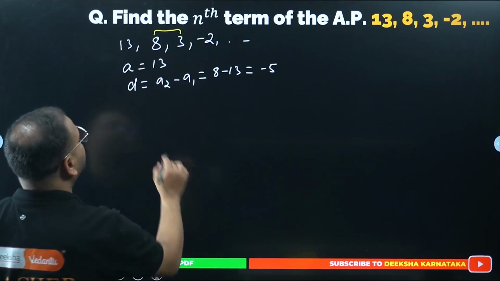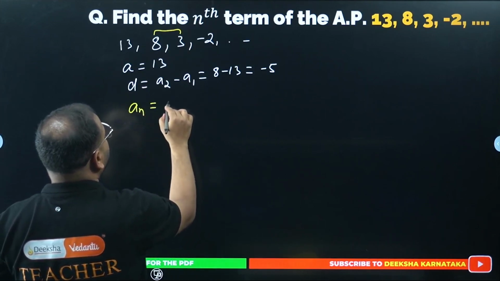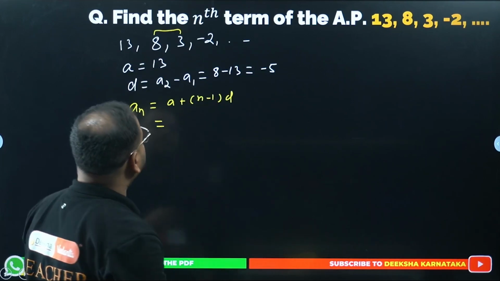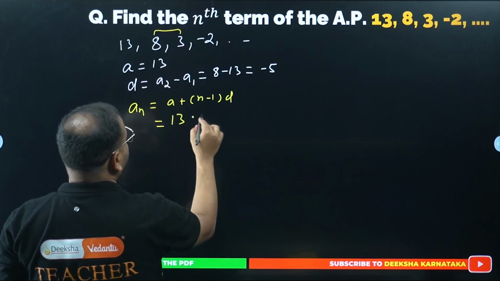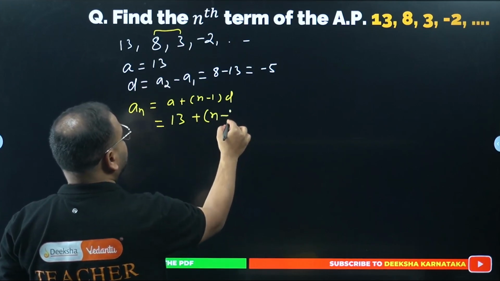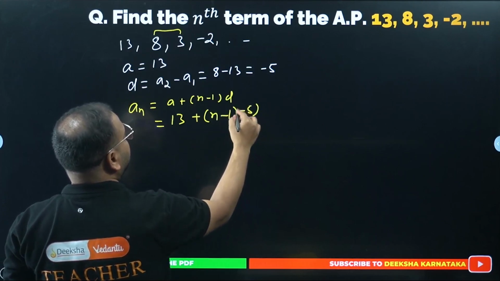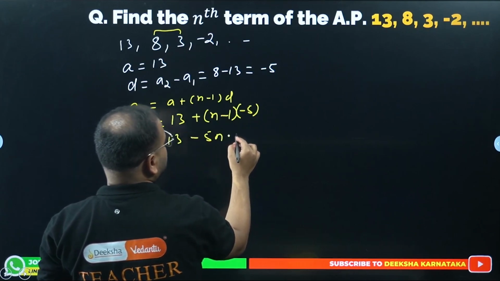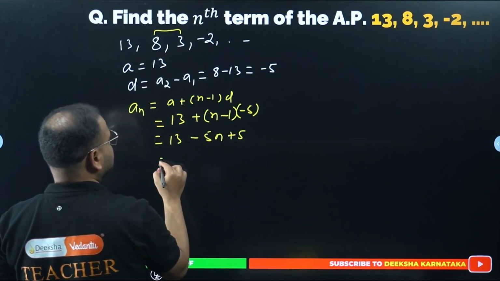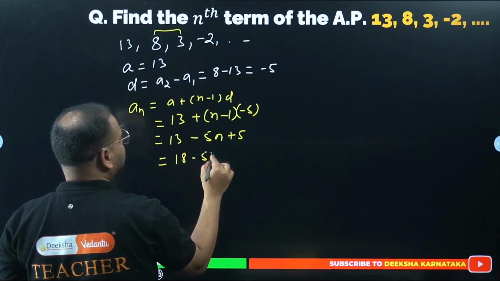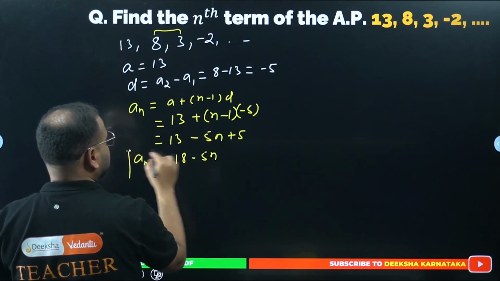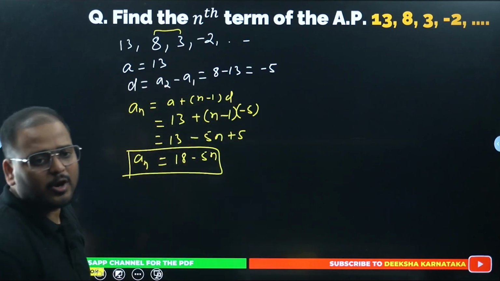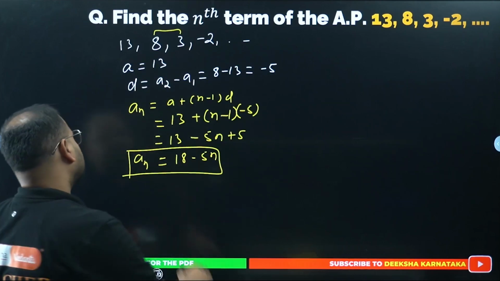Now what is the nth term formula? An equals A plus n minus 1 times D. What is A? 13. What is n? We don't know, so just n. Minus 1, D is how much? Minus 5. Multiply in this bracket. 13 minus 5n, and plus 5. How much is that? 13 plus 5 is 18. So 18 minus 5n is our nth term. This is what they are asking. Simple. Identify the first term, find the common difference, use the formula, get your answer.